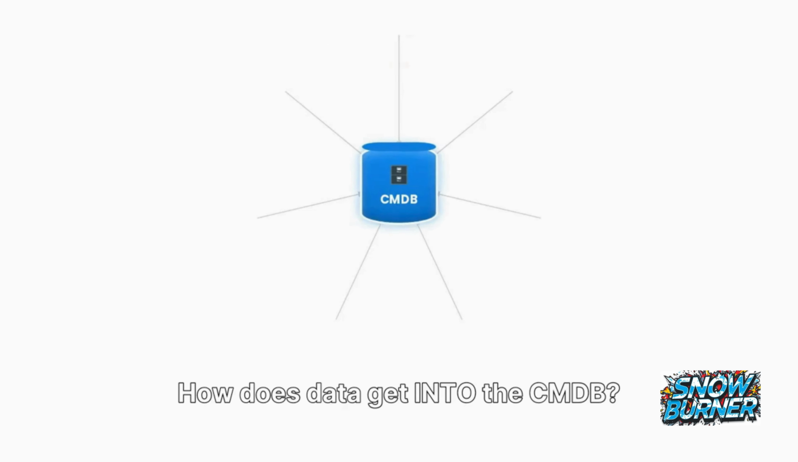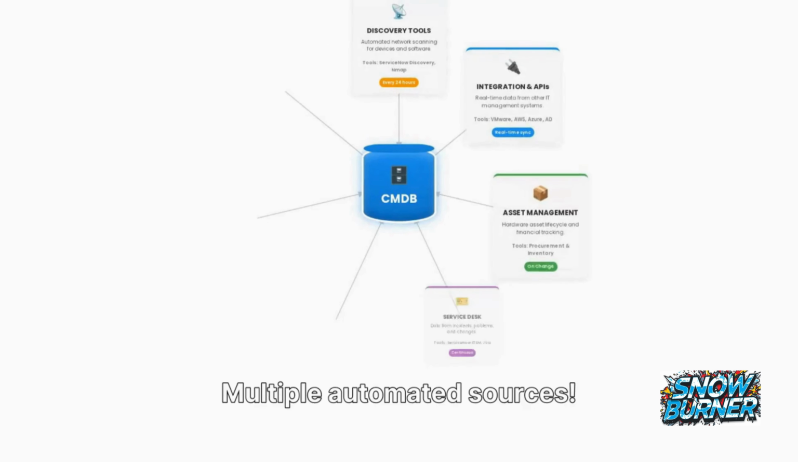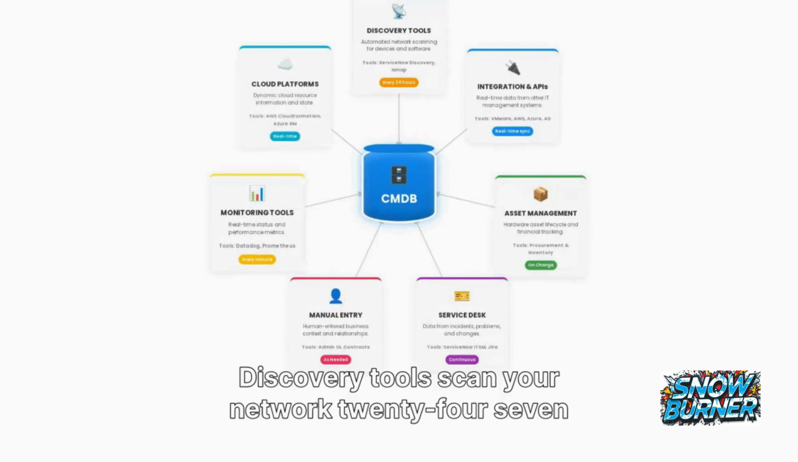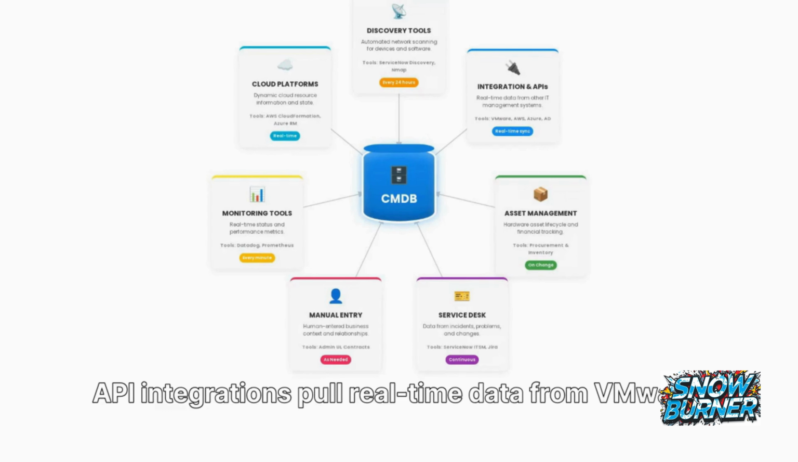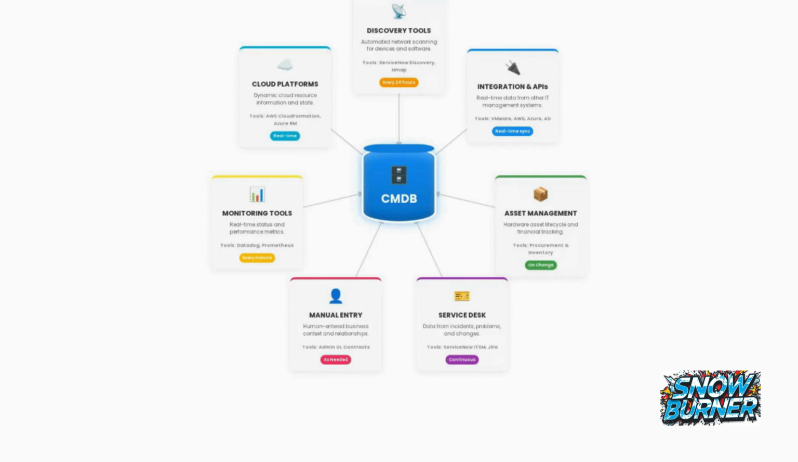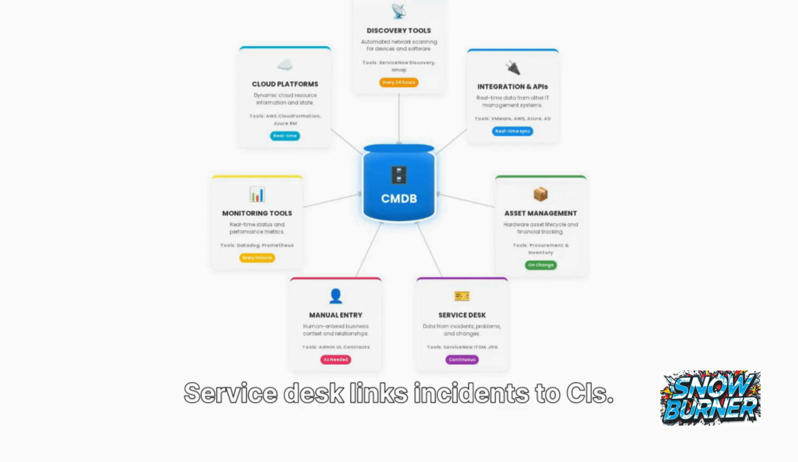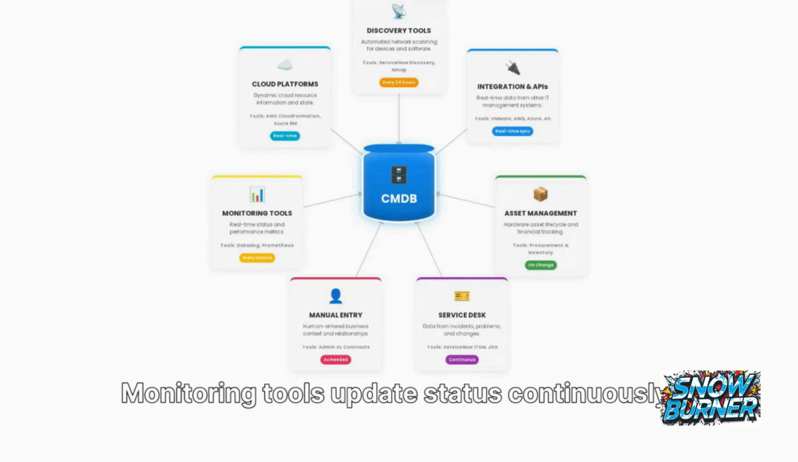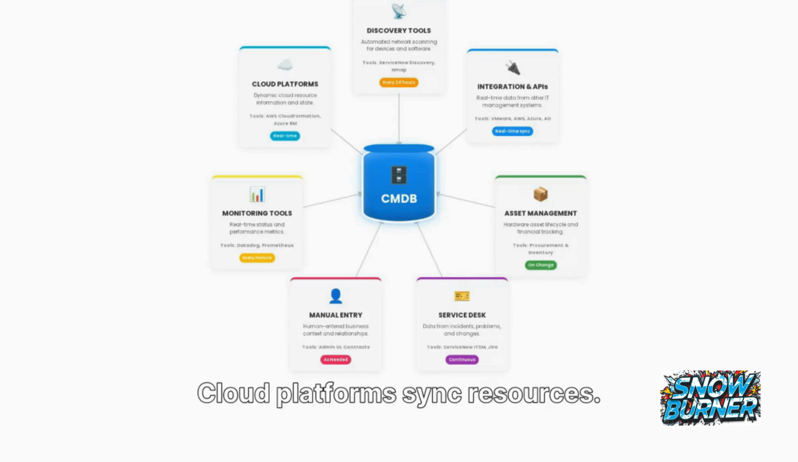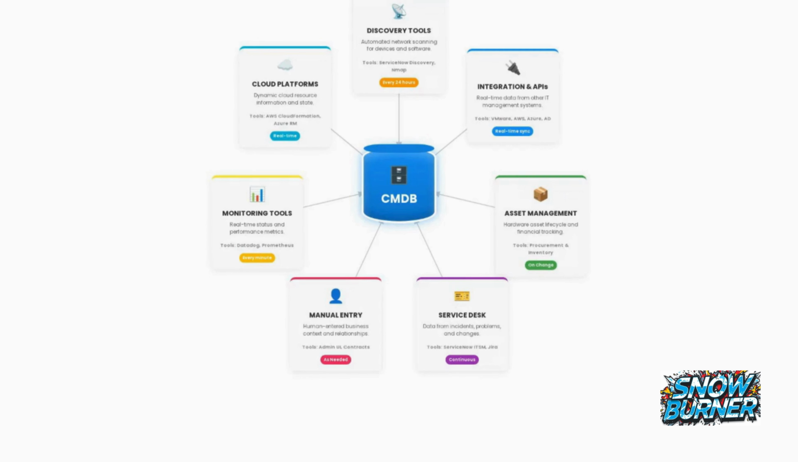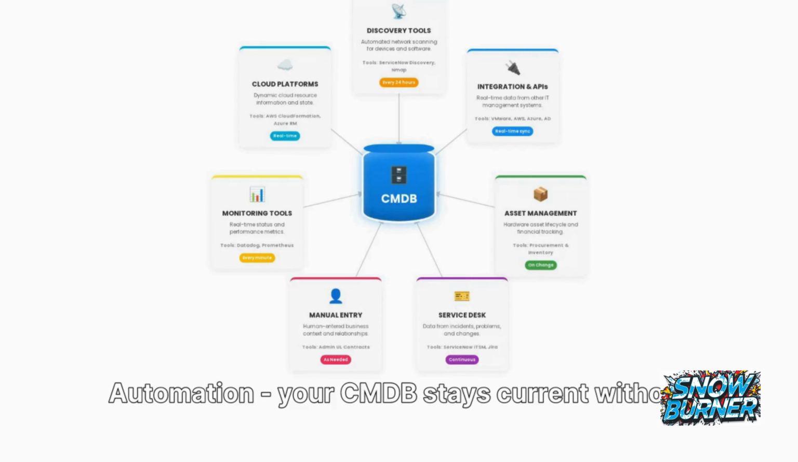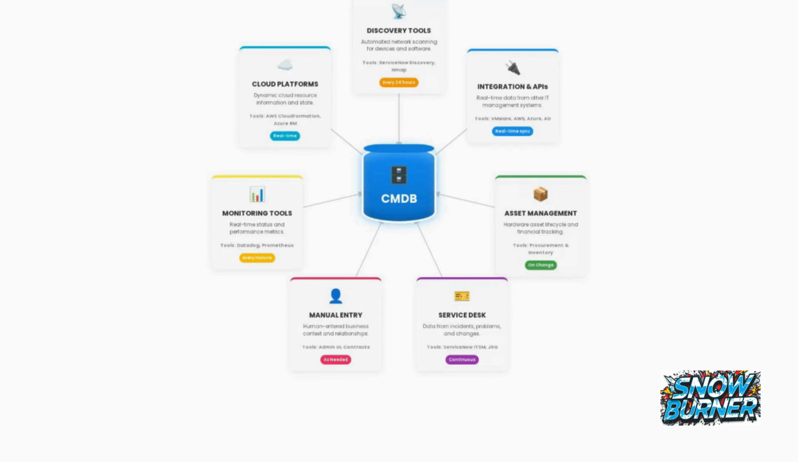How does data get into the CMDB? Multiple automated sources. Discovery tools scan your network 24/7 finding devices. API integrations pull real-time data from VMware, AWS, Azure. Asset management tools track hardware. Service desk links incidents to CIs. Monitoring tools update status continuously. Cloud platforms sync resources. And yes, some manual entry for business context. The key? Automation. Your CMDB stays current without manual effort.